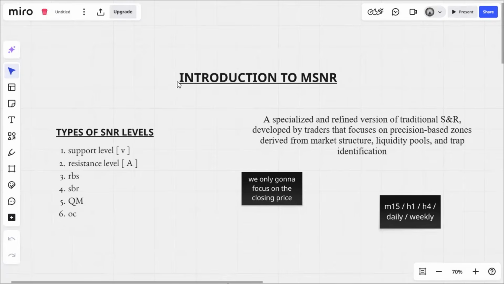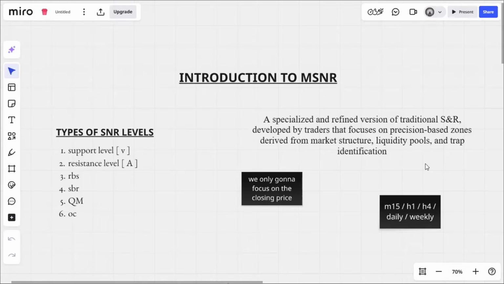Today I'm gonna explain MSNR basic key levels and give an introduction to MSNR. So what is MSNR? MSNR is a specialized and refined version of traditional SNR developed by traders that focuses on precision-based zones derived from market structure, liquidity pools, and trap identification. MSNR is an advanced version of our classic traditional support and resistance.